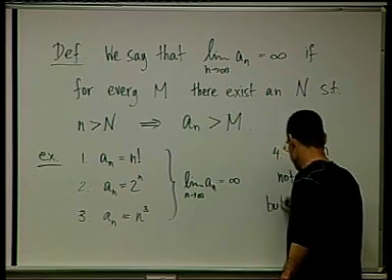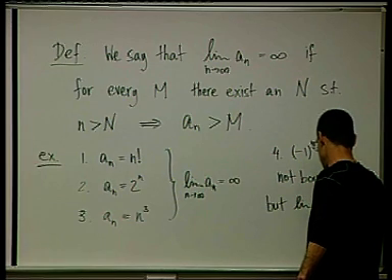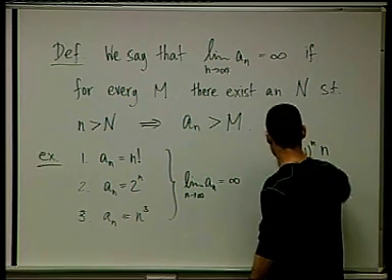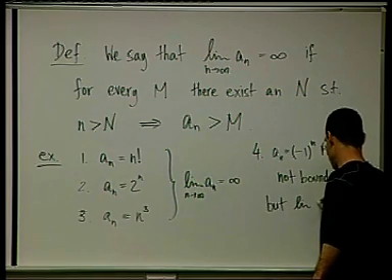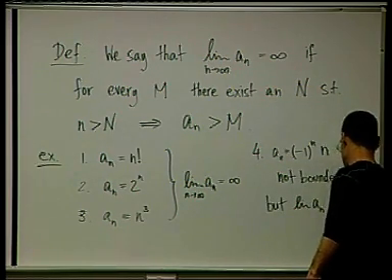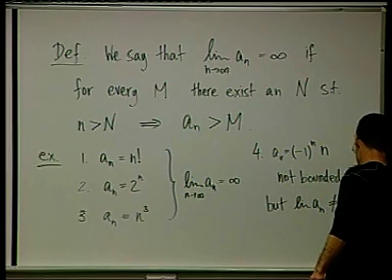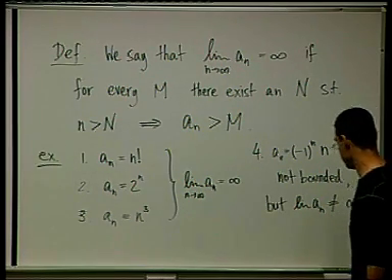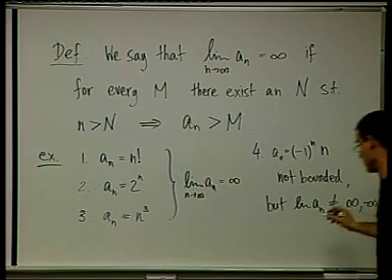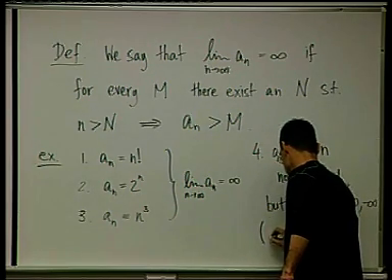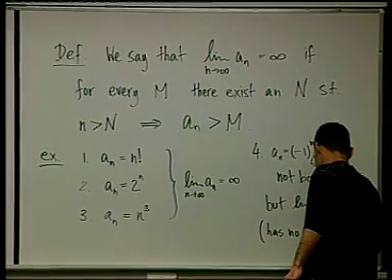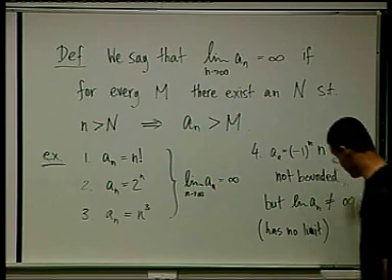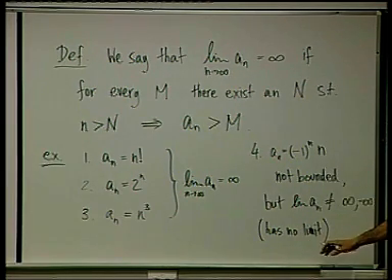So this is not bounded, but the limit of a_n is not infinity and is not negative infinity. Okay, it doesn't have a limit. Has no limit. Does everybody agree? Is this clear?